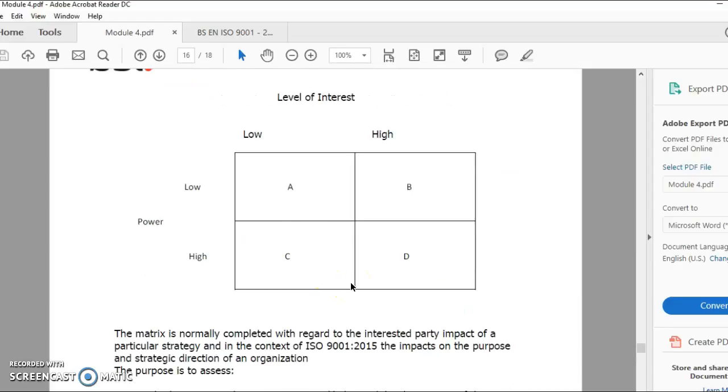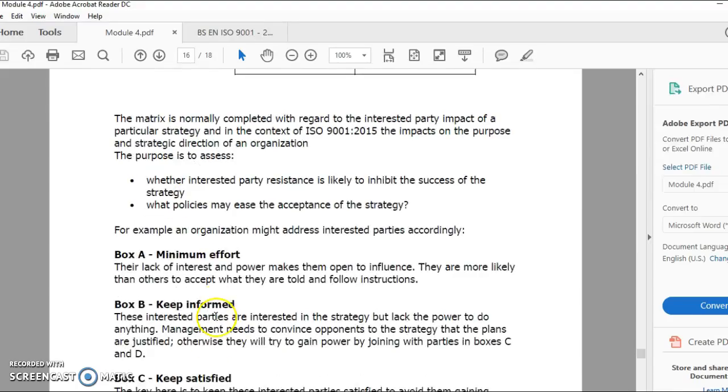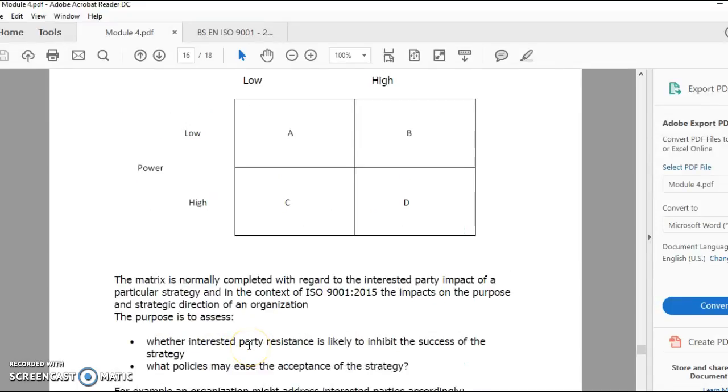So box A, it's saying minimum effort, and that's really because these people are low level of interest, low power, so they're not really going to have a major impact on your company day to day, and they're not going to be that interested in what's going on within your company on a day-to-day basis, but there's going to be some interest. B, you need to keep informed.